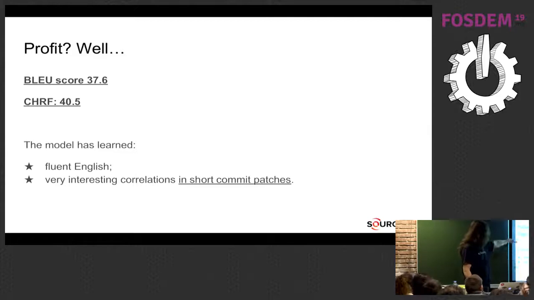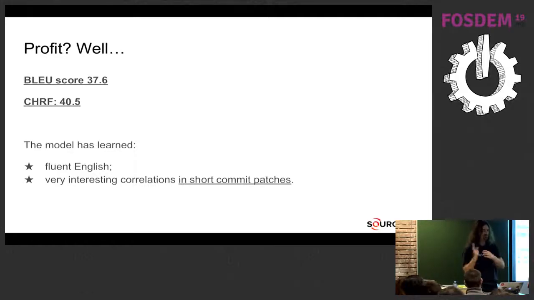And this is the character n-gram F score of 40, which is stellar. So precision and recall is 40%, which is really, really high. Watch out, if you get a too high BLEU score, like 70, it means that something is totally wrong, because you're just copying, you're just feeding the validation input as a training sequence, so it cannot just learn that. So the model has learned fluent English, it outputs perfect English phrases, and it spotted very interesting correlations in short commit patches.